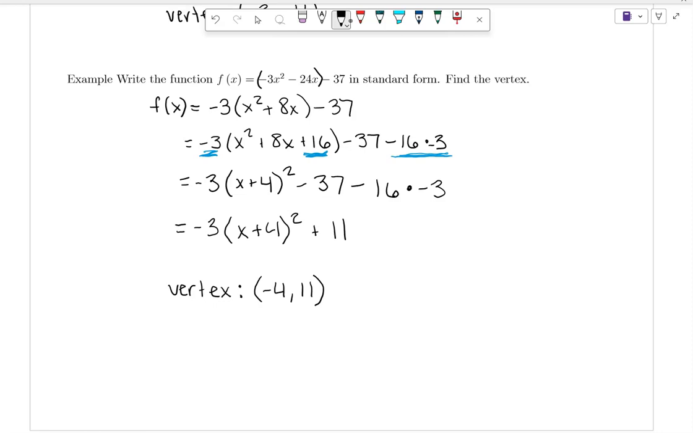But you have homework, a WebAssign due Sunday night, and you're going to have problems like this on the WebAssign. But the WebAssign is going to have you put it in standard form. It's going to call it vertex form though, but no, it's standard form. And then it's going to have you find the x and y intercepts. Do you guys remember how to find x and y intercepts?